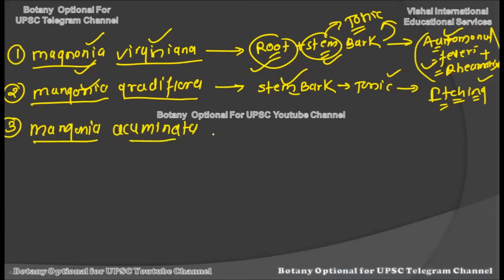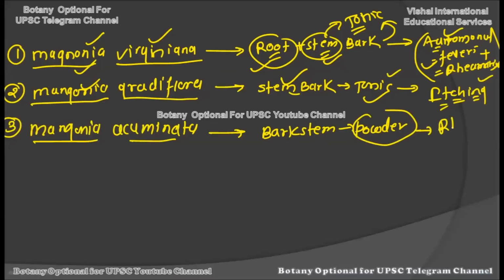Okay, underline it. And which part of it is again used? The powdered bark of the stem. Okay, whatever the bark of the stem is there, out of it the powder is created. This time we are not creating the tonic, but here the powder is created out of the Magnolia acuminata plant, and this particular bark powder is used in all types of rheumatism.